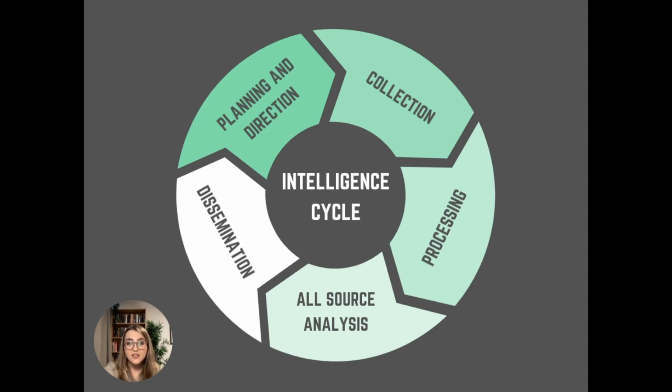And the intelligence cycle is usually used to explain the concept of intelligence. And the intelligence cycle is typically comprised of 5 stages, which is firstly the planning and direction, then collection of intelligence, then the processing of intelligence, then all-source analysis, and then the intelligence is disseminated.